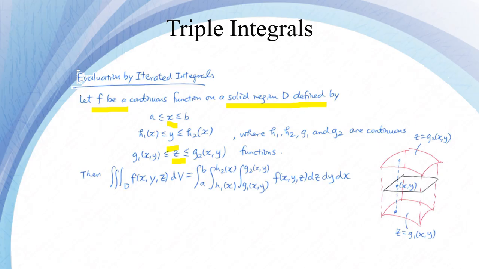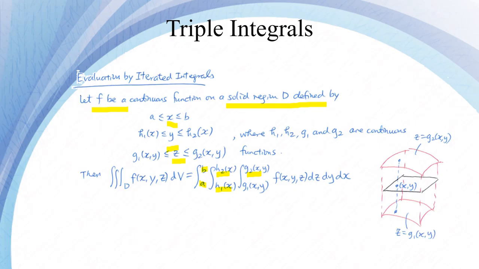So when we do the triple integration of the function f of x, y, and z dV over this region, the outermost integral will be with respect to x, so the limits are a and b. Then the intermediate integral will be y, which is a function of x, and then the innermost one is z, which is a function of x and y.